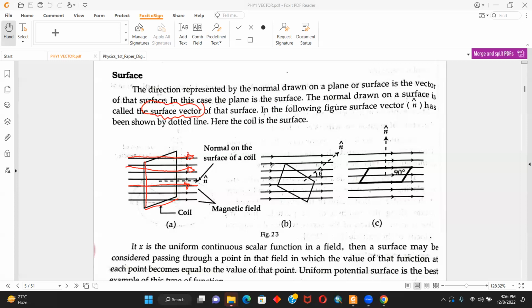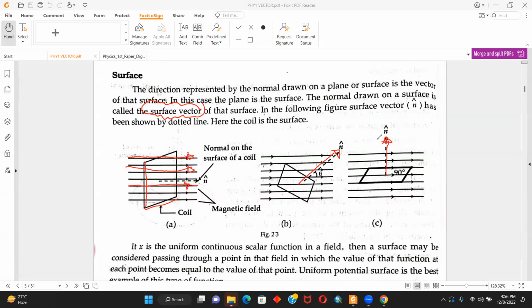Now again, we have somewhat rotated this surface. Then the normal of that vector also changes. Again, in this direction, it also changes. So why is it important? It is important because you will see various components in the future of the vector chapter.